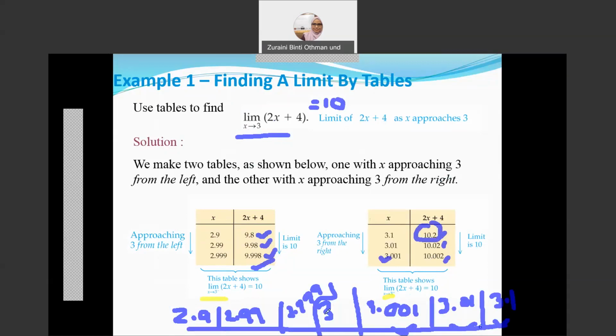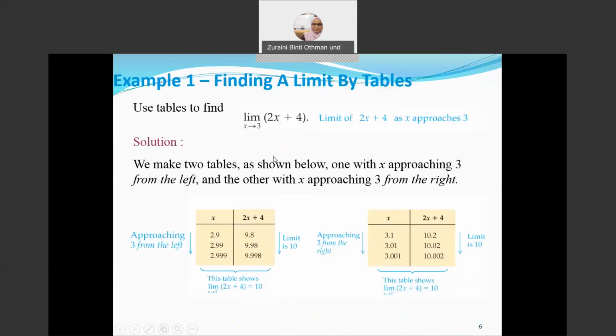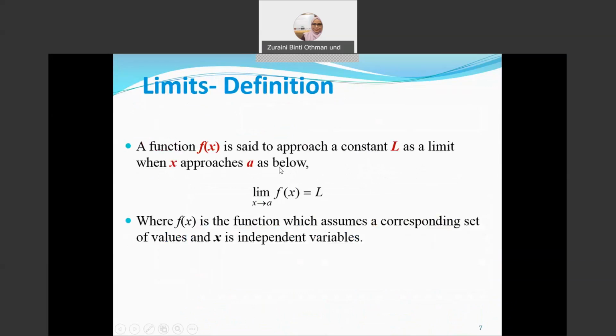Okay, yang ni kalau kita tengok yang line number ni ialah penting, ialah kita faham number line system. Kita tahu the nearest number to 3 from the left apa, the nearest number to 3 from the right apa. Then we find fx. So then we get the limit. Okay, so now, okay, settle yang example 1.